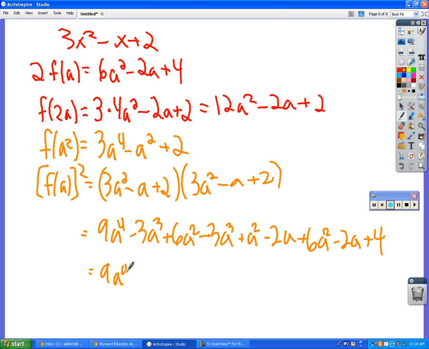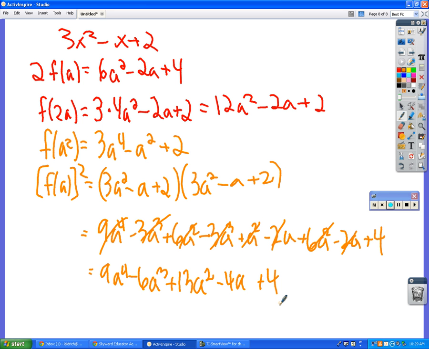Combine your like terms: 9a to the 4th, minus 6a cubed, 12a squared, 13a squared. No, those are brackets. And then minus 4a, and then plus 4. Okay? Is that what you got? Okay. All right, so again, same thing as this.